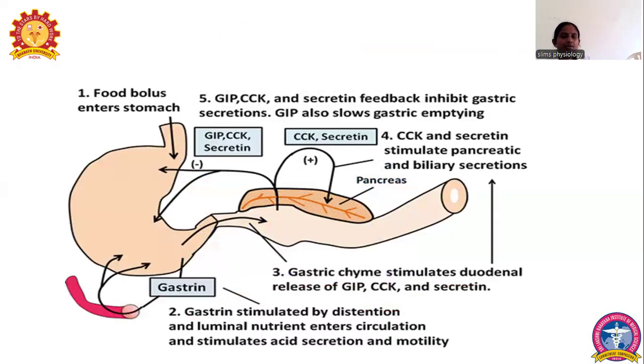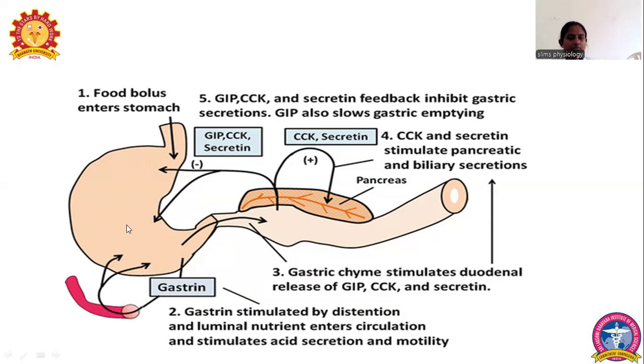Apart from somatostatin, we also have the influence of a few other hormones like cholecystokinin, secretin, and GIP, gastric inhibitory polypeptide. These hormones get released from the intestine. Somatostatin, we have seen, is released from the D cells of the pyloric antrum, whereas secretin and CCK get released from the upper part of the small intestine. So this is the cycle you can note.